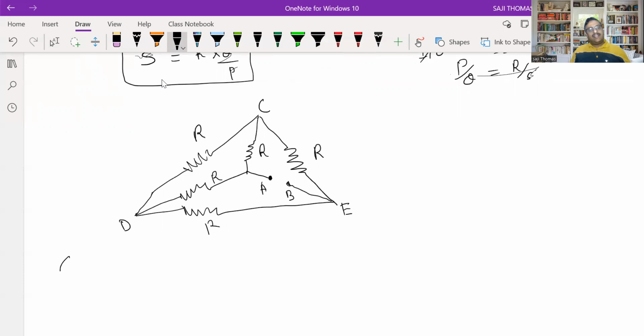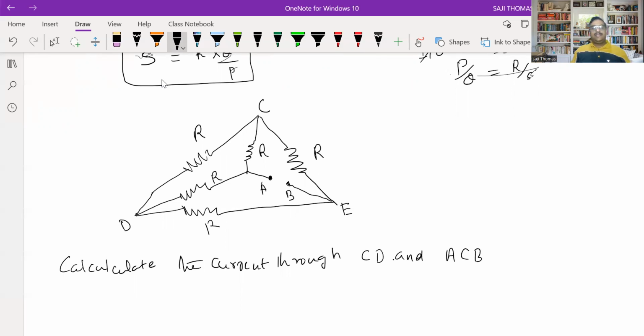Here the question is: calculate the current through the path CD and the current through the path ACB, if a 10-volt DC source is connected between the points A and B.